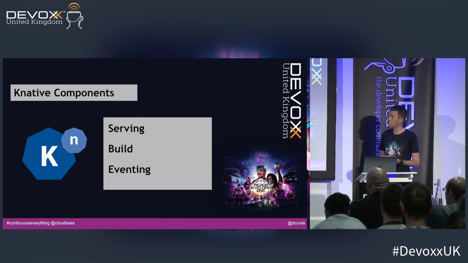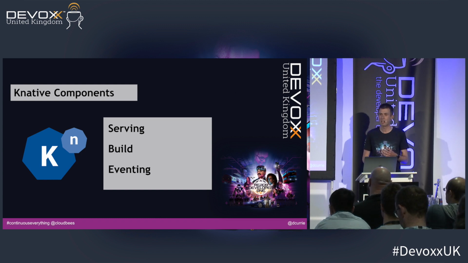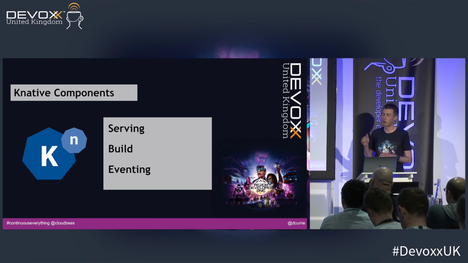So there are currently 3 components that make up Knative: serving, build, and eventing. The middle one, build, is potentially going to be removed, so there are discussions in the working groups at the moment about whether it really belongs in the Knative projects, and I'll come on to a moment why that might be the case. So starting with serving, this is the most obvious piece.